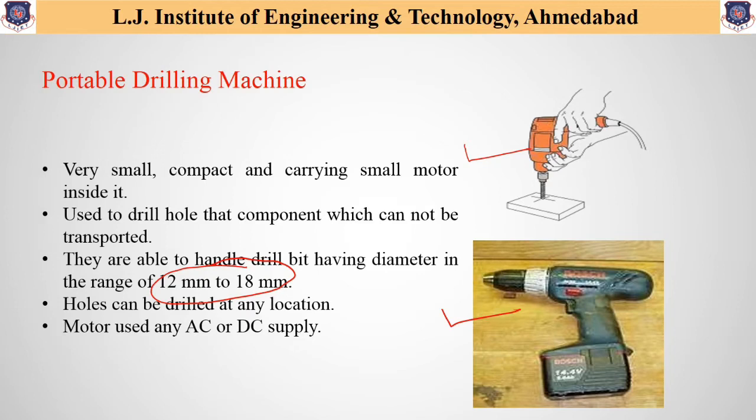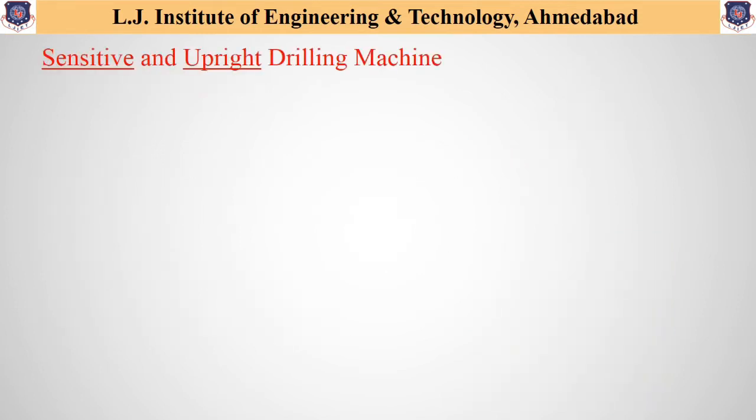Now the next machines are the sensitive drilling machine and the upright drilling machine. As we discussed in our previous lecture, the sensitive and upright drilling machines are similar, but the upright drilling machine is comparatively larger in size than the sensitive drilling machine. That means the upright drilling machine can handle larger workpieces compared to the sensitive drilling machine.